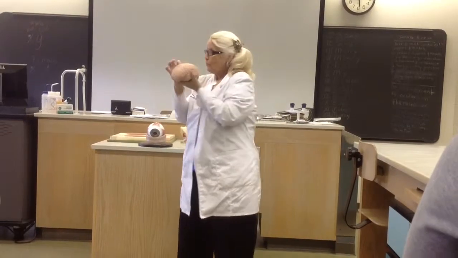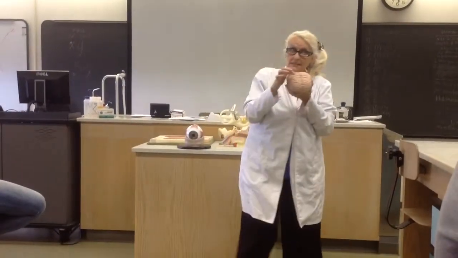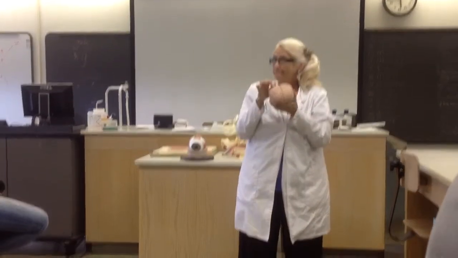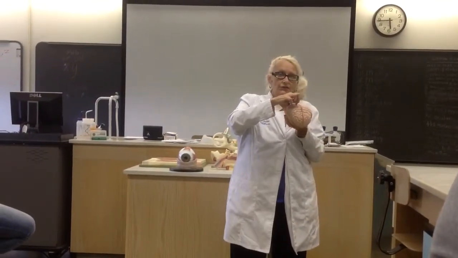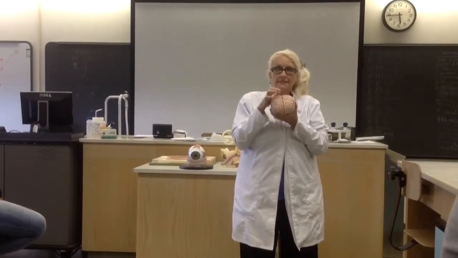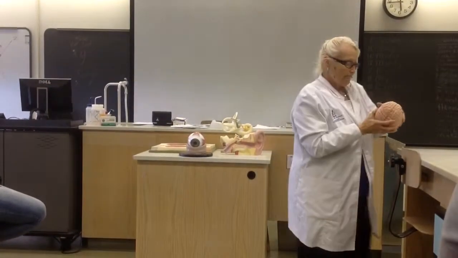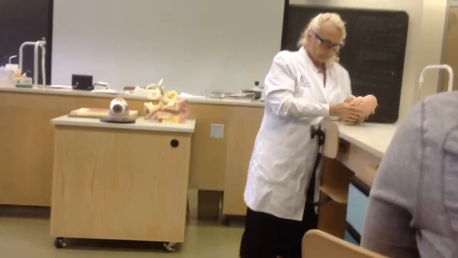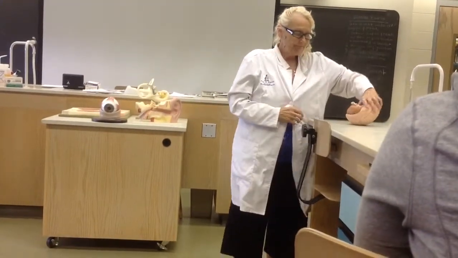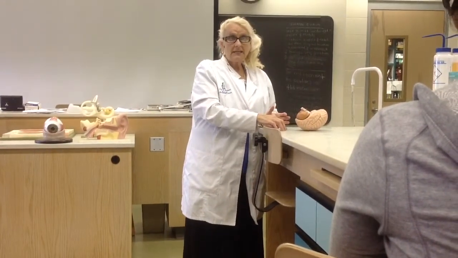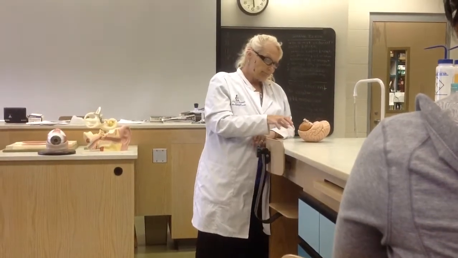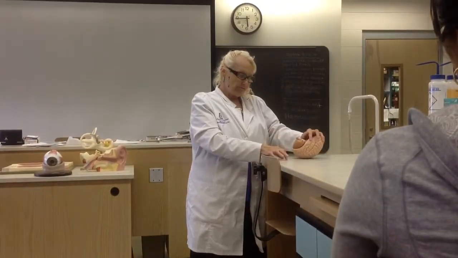If it's on one of these raised areas, the bumps, what is it? Gyri. If it's pointing to these shallow holes, what is it? Sulci or sulcus. Okay. If it's laying like this, and your card says Roman numeral, it's going to say CN and a Roman numeral. CN is cranial nerve.